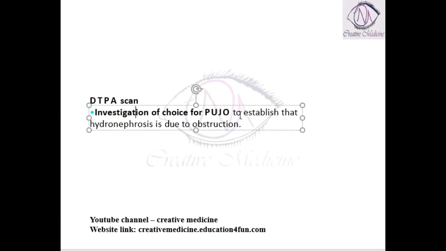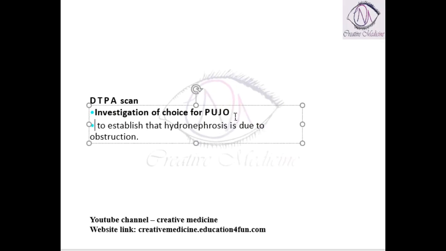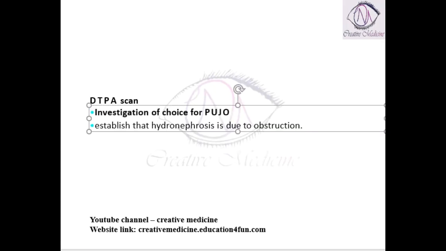Thus the DTPA scan is the investigation of choice for pelvic junction obstruction, and it will establish the reason for hydronephrosis. It will establish that hydronephrosis is mainly due to the obstruction, and where the obstruction is can be determined by DTPA scanning.